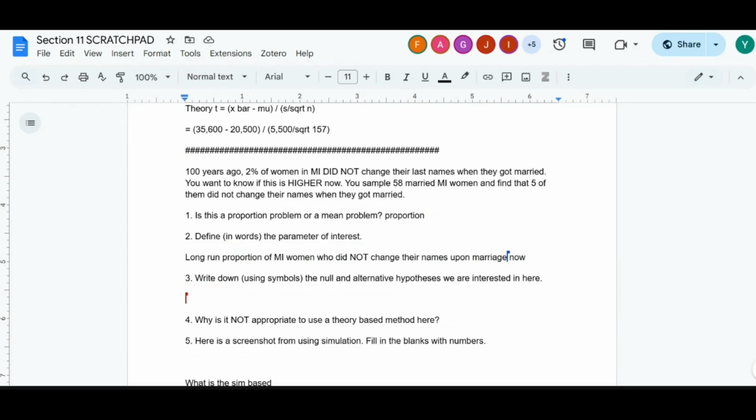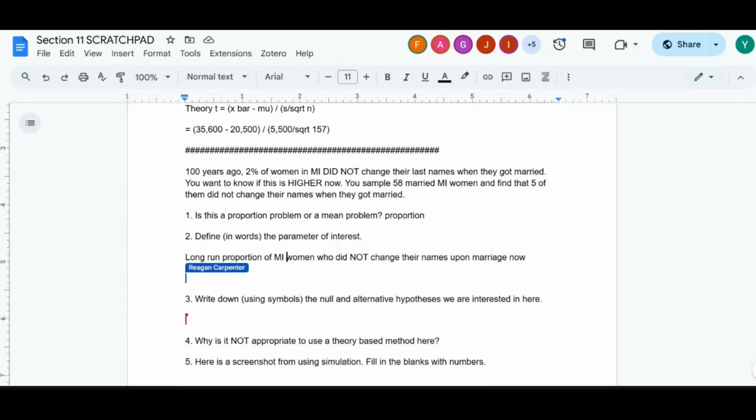Now, yes, now, because are we interested in 100 years ago? We already know what the rate was 100 years ago. Did you see that? Very good. And the symbol for this would be? Because it's a long run proportion, the symbol we use is always pi. Very good. Write down the null and the alternatives. The null says H naught colon that pi is what? What is status quo? You're comparing what it is now to what it was.